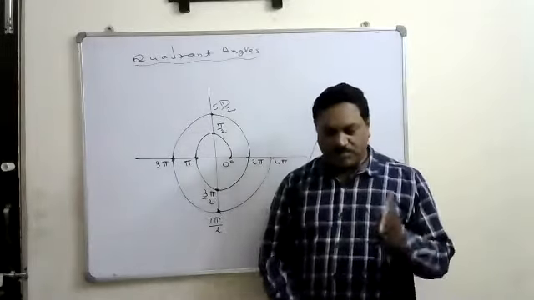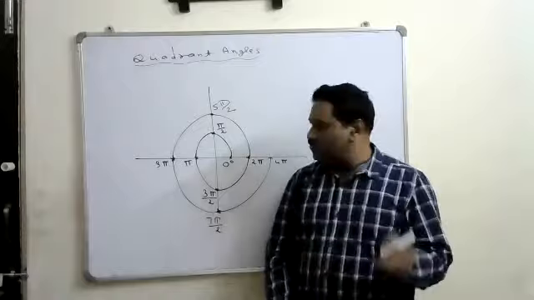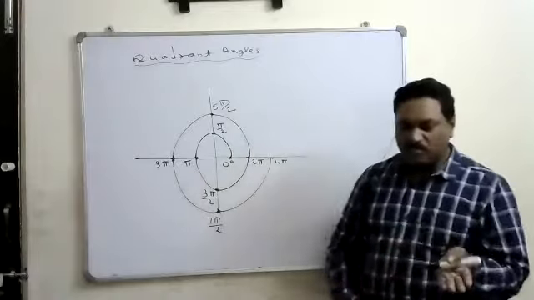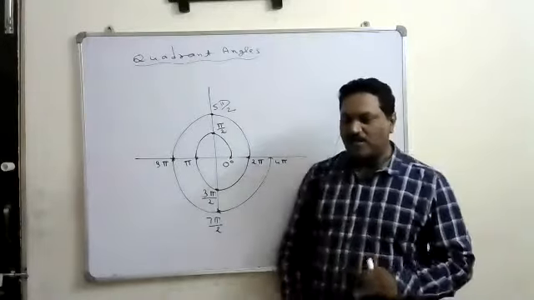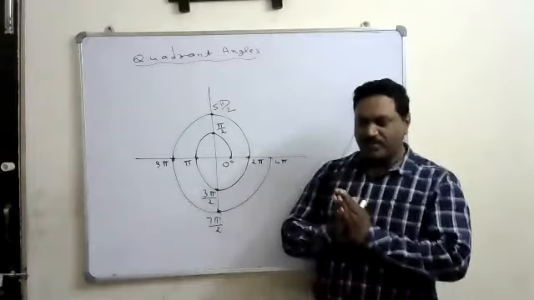Odd multiple of pi by 2 means 1 into pi by 2, 3 into pi by 2, 5 into pi by 2, 7 into pi by 2, 9 into pi by 2, 11 into pi by 2, etc. These lie on the y-axis.